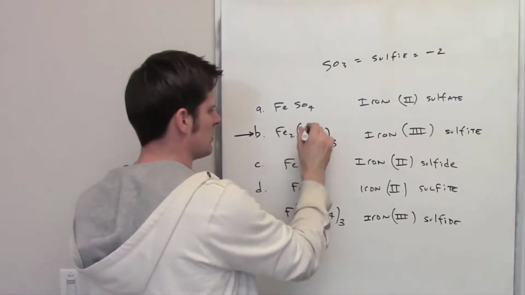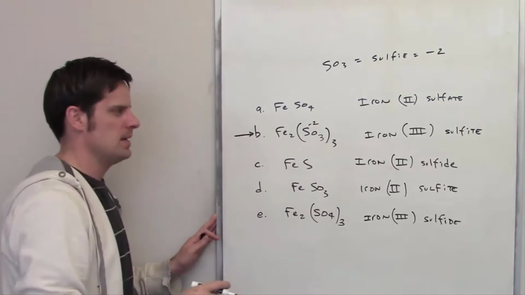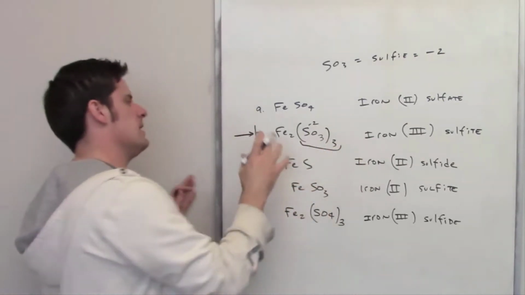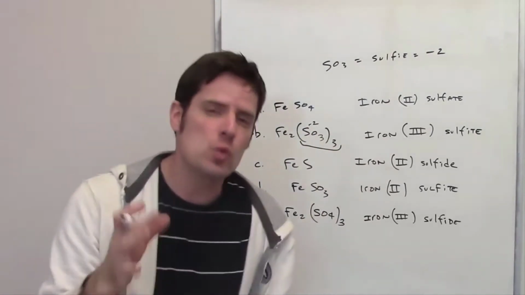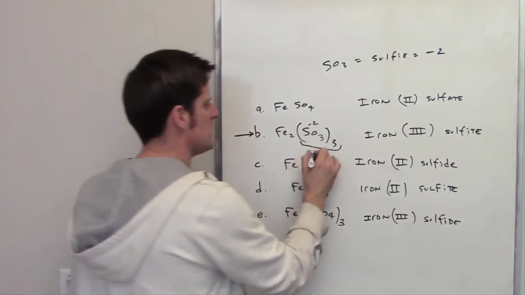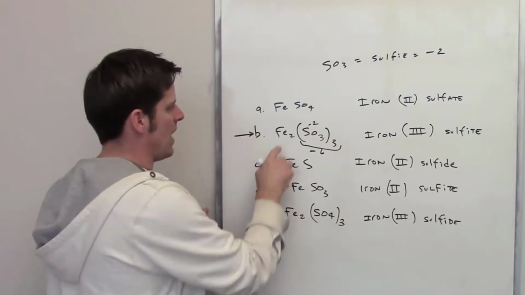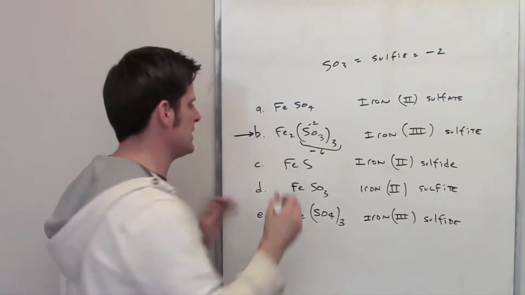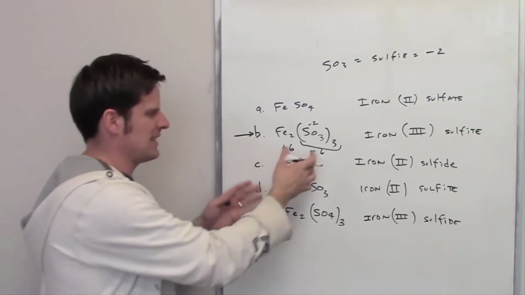So I've got a negative 2 charge on this sulfite, and there are 3 of them. What does that make iron's charge? Well, I've got 3 individual sulfites, each of which has a negative 2 charge. So the total negative charge is negative 6 combined. I've got 2 irons, and those 2 irons together have to equal a plus 6 charge in order to counteract that negative 6 charge.